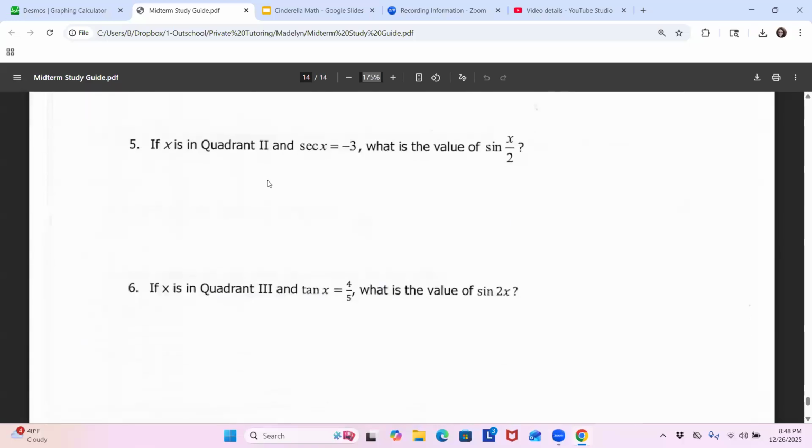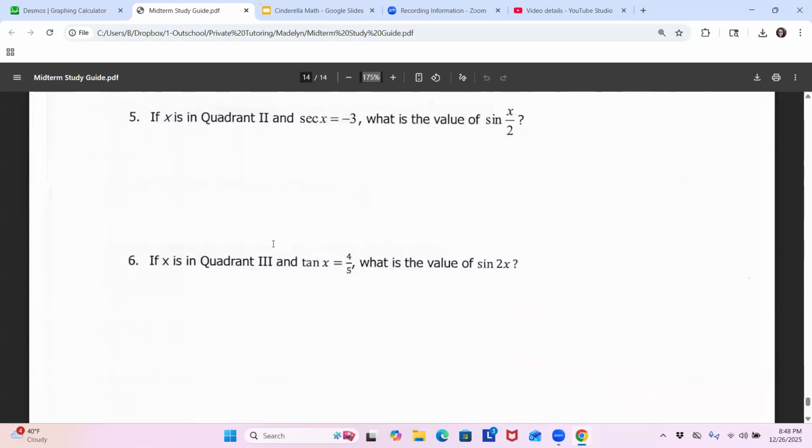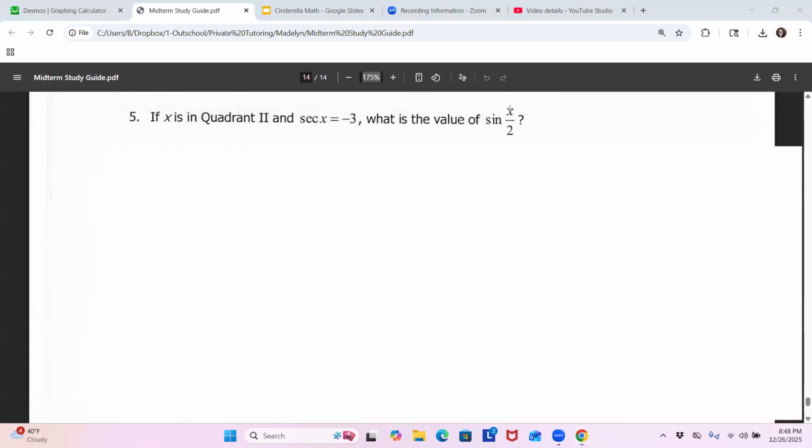All right, we're going on number 5. Okay, I like these much somewhat better. Okay, if x is in quadrant 2 and secant of x is negative 3, what's the value of sine of x over 2?